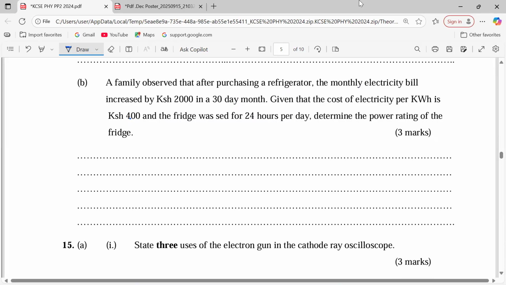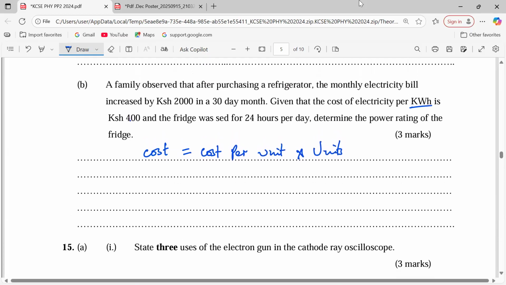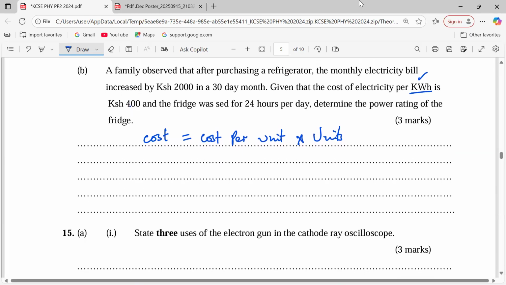Then we are supposed to know that the cost of electricity is usually given by cost per unit, multiplied by the number of units consumed. Now, how do we get the number of units consumed? It should be in kilowatt hours. So we convert the power to kilowatts, then we multiply by the number of hours used.